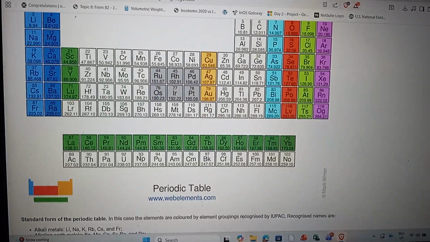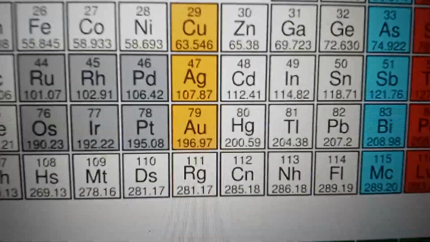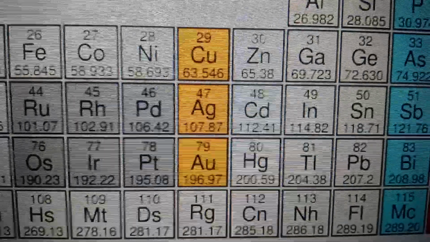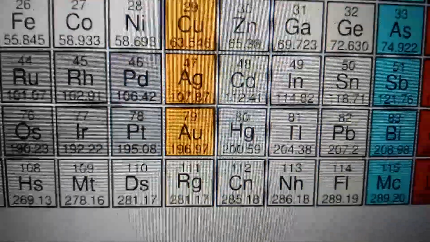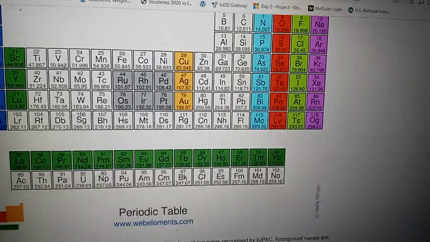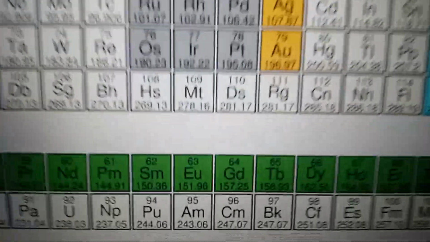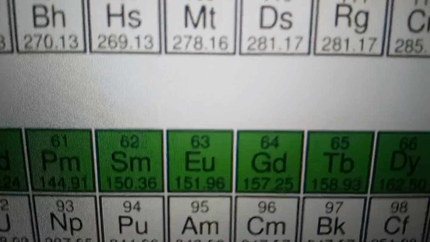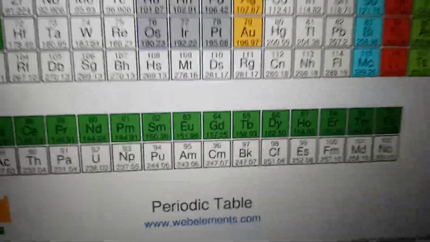So let's just take a look. What are their numbers? AG, silver, 47. AU is what? 79. That strikes me very peculiar. So then I look down for a what? A 63, and it's the EU. Oh, wow. What can that mean? This is going to blow your mind.